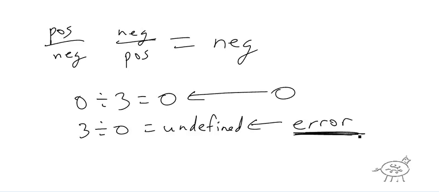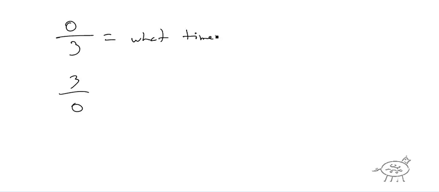Now, the reason 0 divided by 3 is 0 and 3 divided by 0 is undefined is for this reason. So let's just talk about that. I'm going to write this as 0 over 3 and 3 over 0. This means this first one is what times 3. So what times 3 is 0? Well, doesn't 0 times 3 give you 0? That's why this one equals 0.